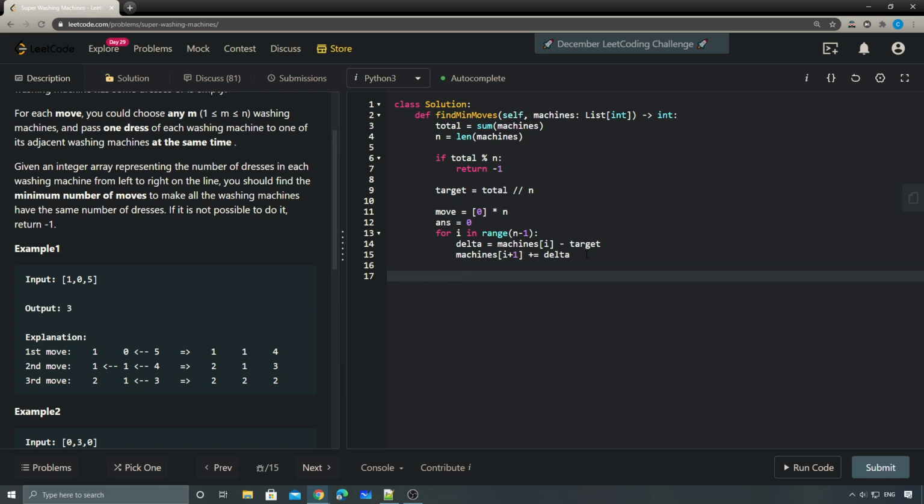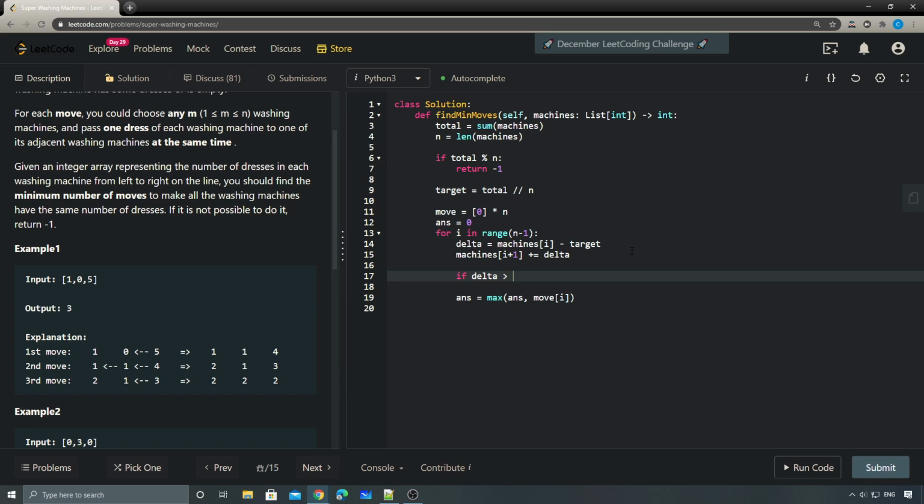Actually our goal is that after this traverse, the current machine i will have exactly the target number of addresses, so that in the end we can just do a maximum of answer and moves[i], right? And like I said, here we need to handle this separately.